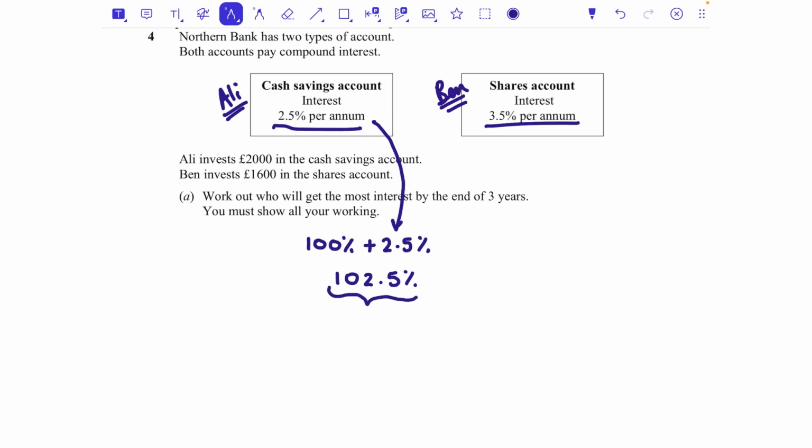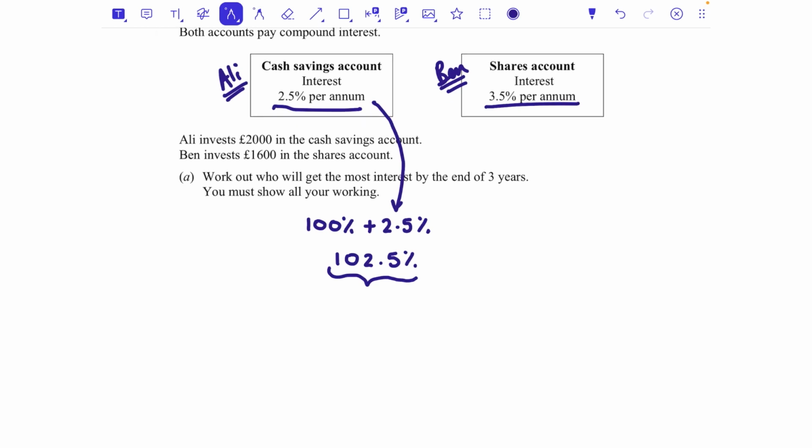Then the key with compound interest is to think, what would that be as a decimal? So if I wanted to keep a number the same, if I wanted 100% of a number, I would times by 1. If I wanted 110%, I would times by 1.1. 110% is the same as 1.1. So to get to the decimal multiplier, you're going to divide this value that you want by 100, and that's going to move all of the numbers 2 places to the right. So we're going to have 1.025.